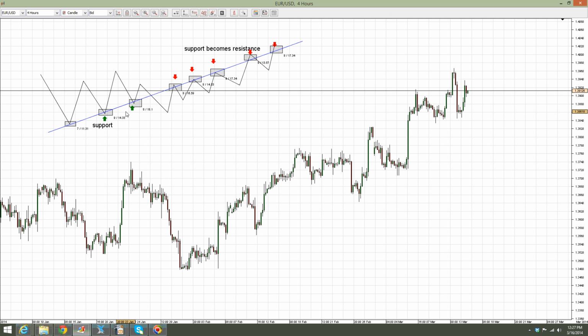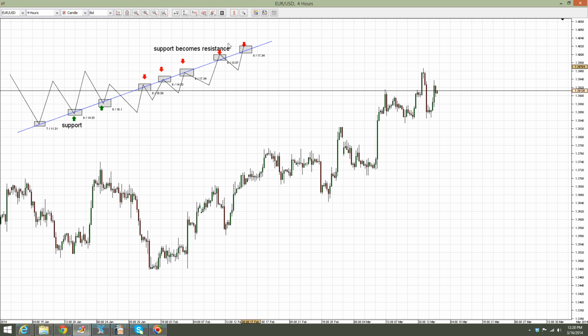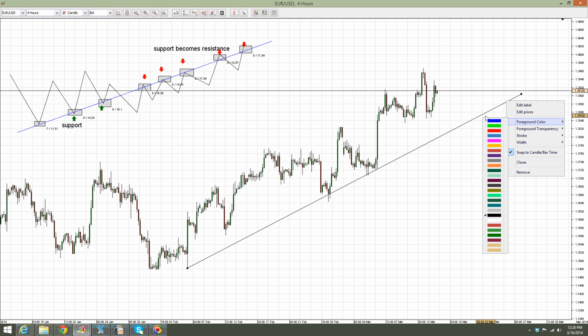4-hour chart. As you can see, this move to the upside starts from this moment of time. So from this moment of time to the upside. Let's take a trend line from here, and if you take it like this to here. Let's make it blue.